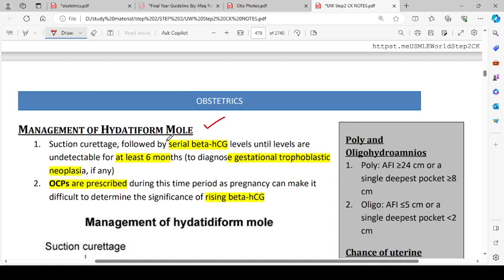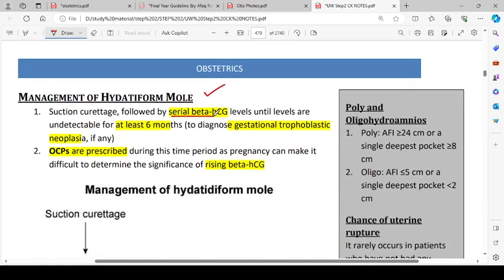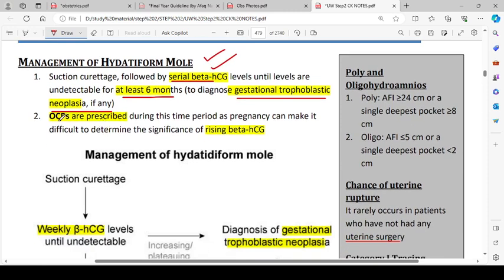Management of hydatidiform mole: suction curettage followed by serial beta HCG levels until levels are undetectable for at least 6 months to diagnose gestational trophoblastic neoplasia, if any. We keep on doing serial beta HCG measurement to check for any gestational trophoblastic neoplasia if there is one. Oral contraceptive pills are prescribed during this time period, as a pregnancy can make it difficult to determine the significance of rising beta HCG.